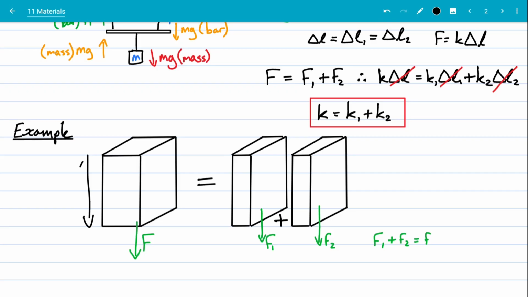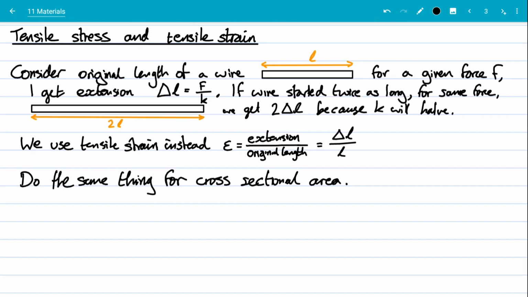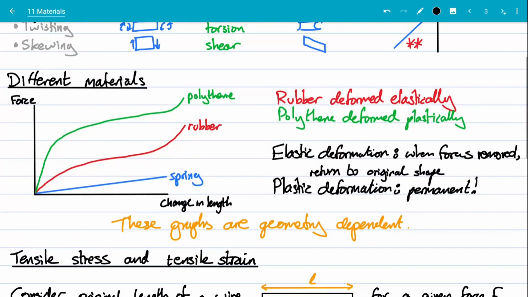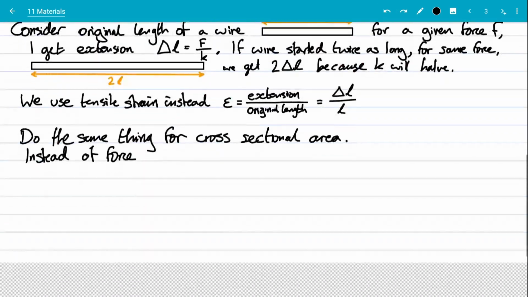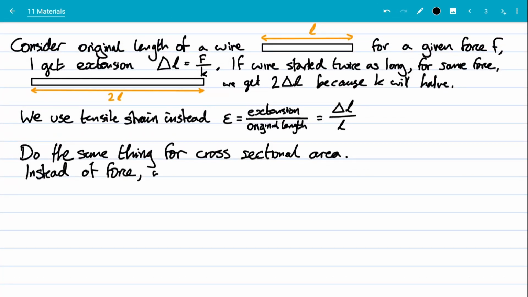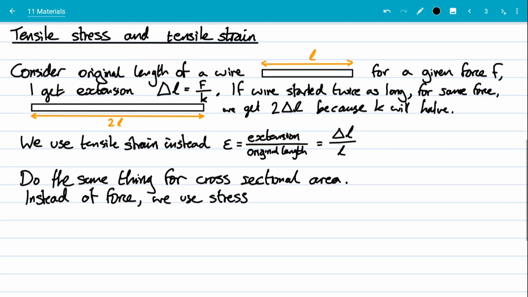We've already dealt with the length with strain. If we deal with the area as well, then we've dealt with every coordinate related to the geometry. So instead of force on our graph of force versus change in length, we've already replaced change in length with strain. Instead of force, we use stress. And the logic is the same, so I don't want to go into it again, but we use stress.